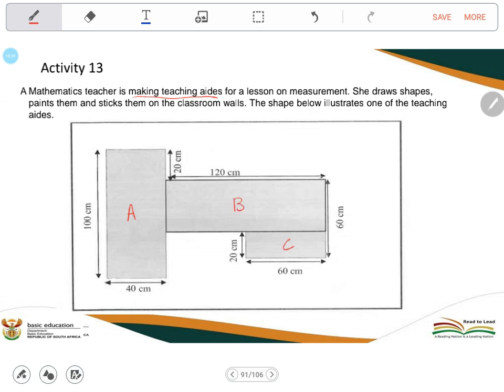There is no name for this shape except that it is a composite shape, which means there are 2 or more shapes put together to create this one shape. Now, since we know the properties of a rectangle, if it is 40 centimeters this side, it will be 40 centimeters as well this side. And if this one is 20 centimeters this side, we will also have 20 centimeters this side.